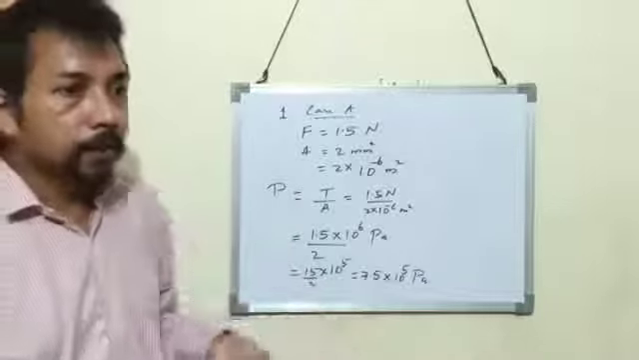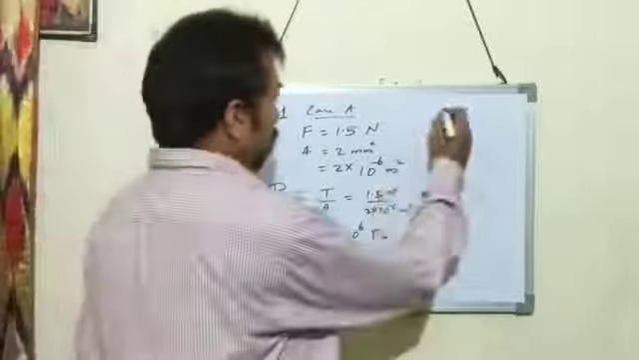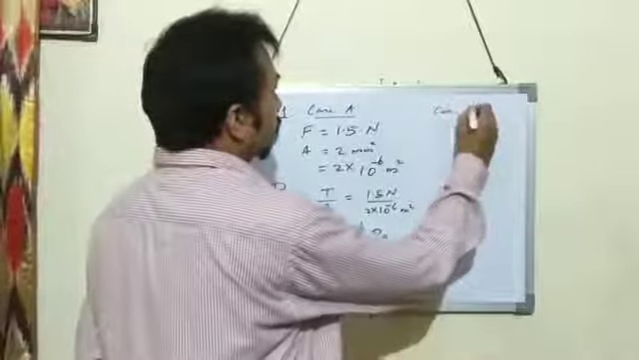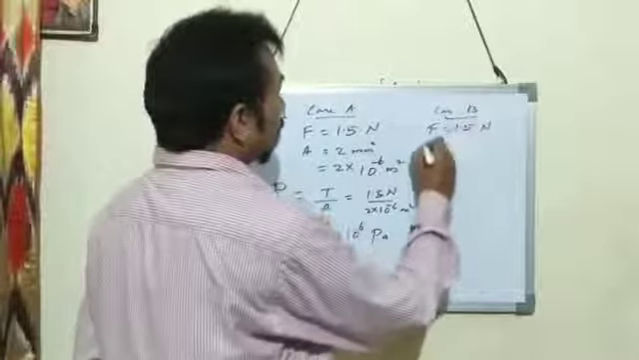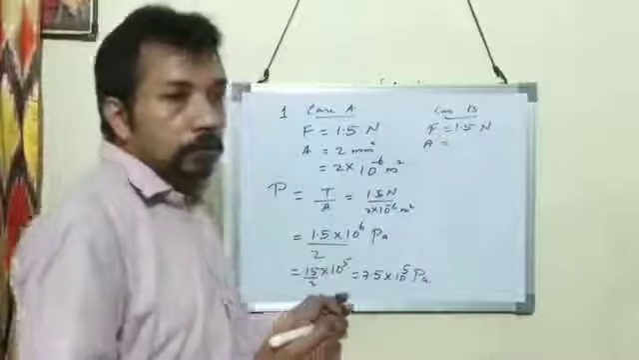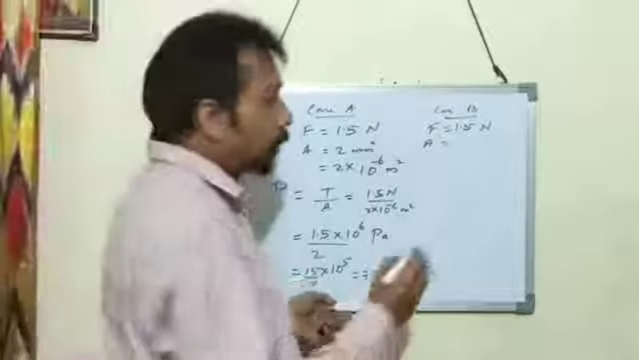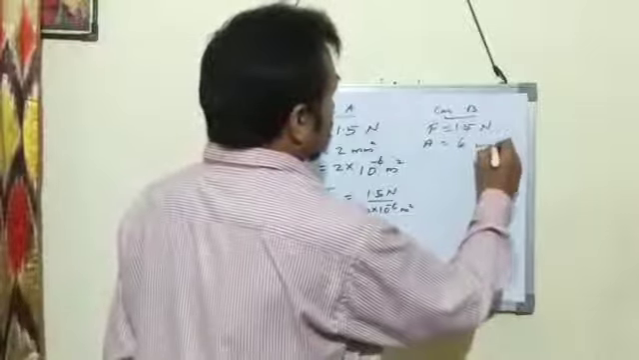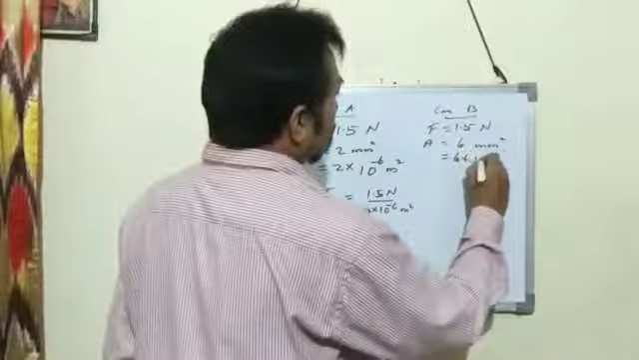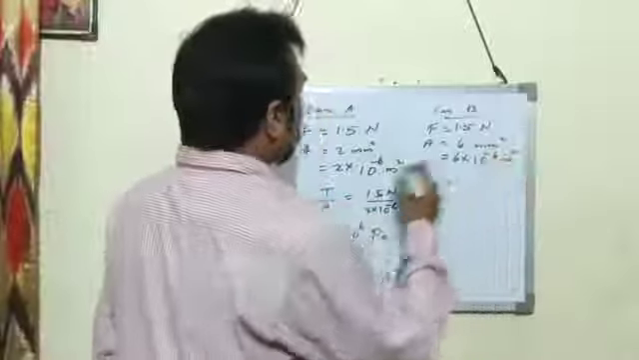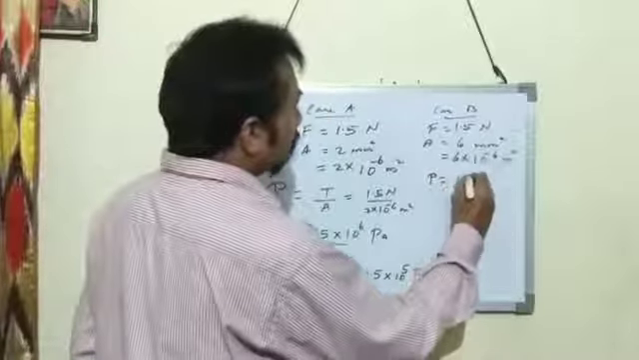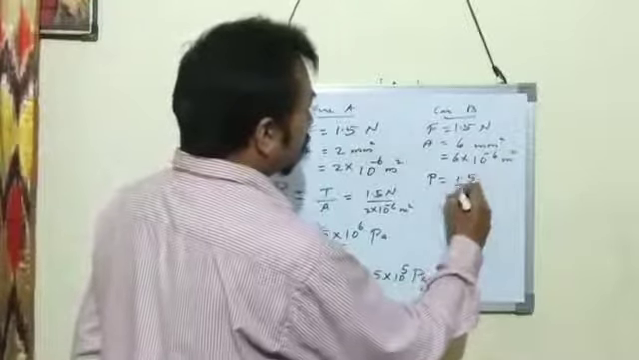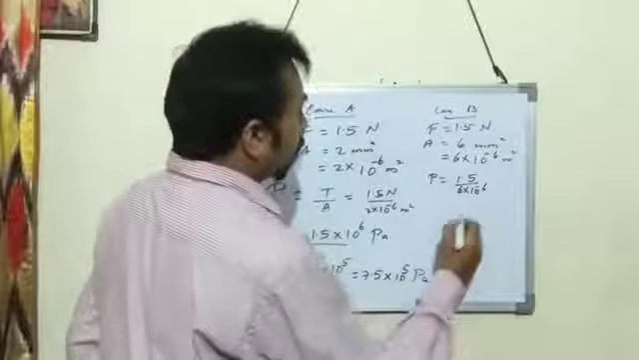Now we take the case of nail B. The force is 1.5 Newton and the area is 6 millimeter square, which is equal to 6 into 10 to the power minus 6 meter square. Then we write the same formula: pressure equal to thrust upon area.